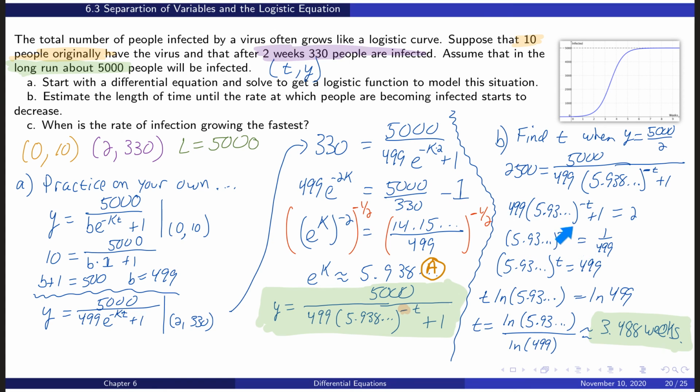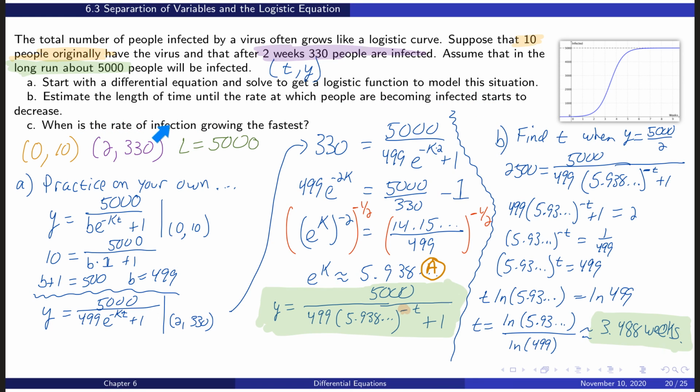The first step is getting rid of that negative sign. So if I reciprocate both sides, what was a negative exponent becomes a positive exponent, and the reciprocal of 1 over 499 is 499. Logging both sides allows me to move the exponent out front. Solving for t, we get this, and it appears that at about 3.488 weeks, we will reach the halfway point. The growth stops accelerating and starts decelerating. We switch from concave up to concave down. So the answer to B is about 3.5 weeks.